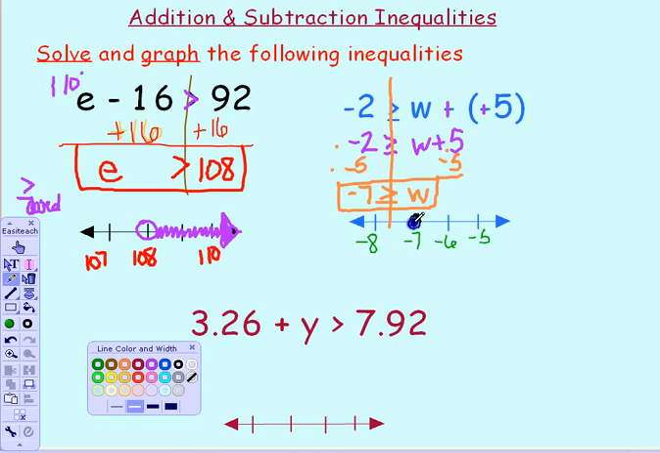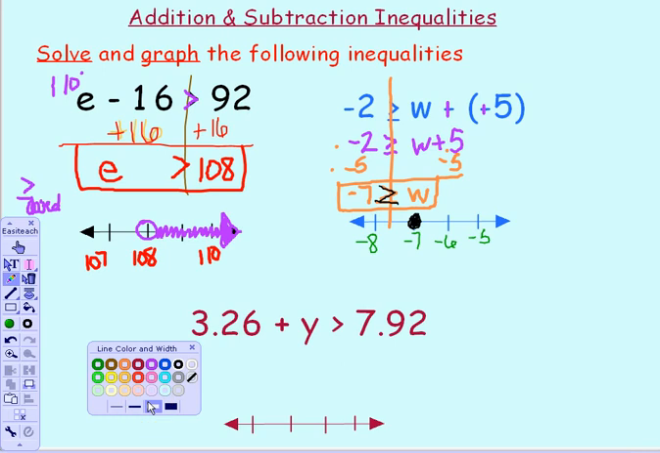It's a filled-in circle because it's underlined. It has this line underneath. Negative 7 is greater than or equal to w. So since it has the underline, that means w could also equal negative 7. Okay? We're going to test some points here.